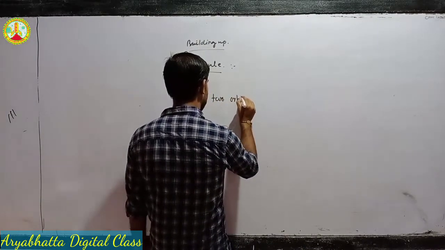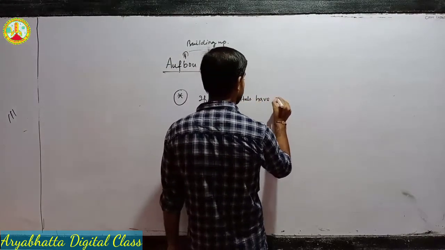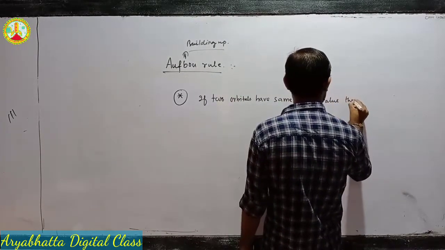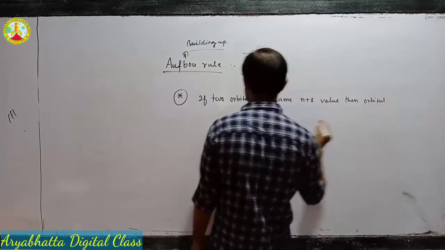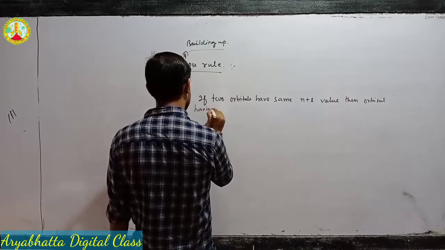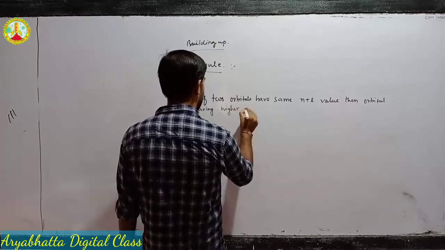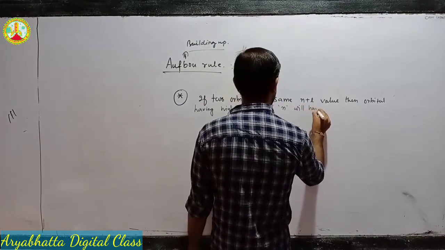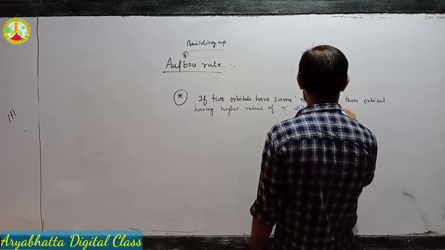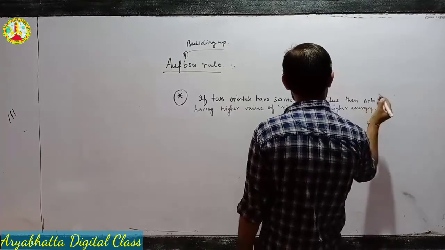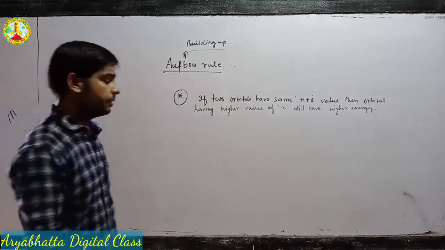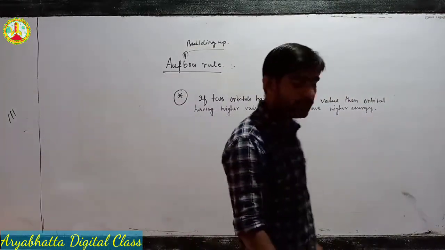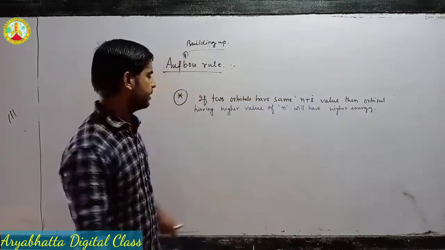Now see, if 2 orbitals have the same n plus L value, then the orbital having the higher value of n will have higher energy. That means if the n plus L values of 2 orbitals are the same, then the one having the higher value of n will have higher energy. Let's see an example again.